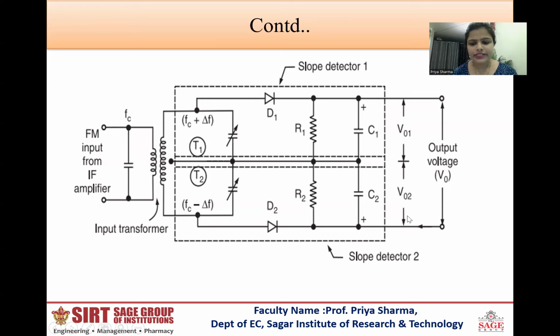So V01 and V02 will be equal, and at the output we get a voltage equal to 0. Therefore, the DC output voltages V01 and V02 will be identical but have opposite polarities. Hence, the net output voltage V0 will be equal to 0.